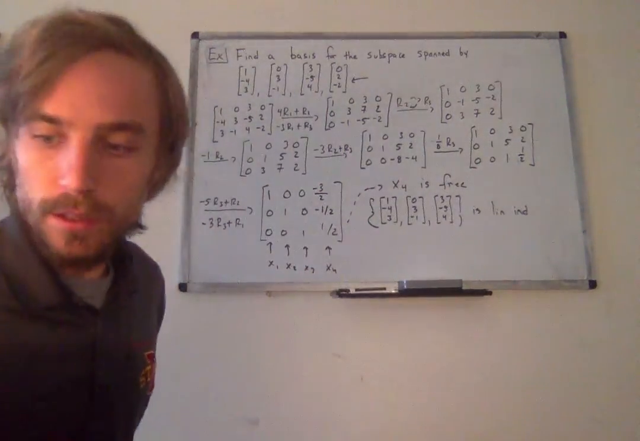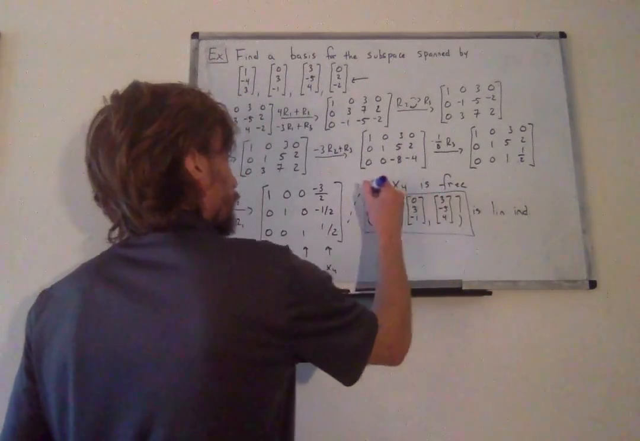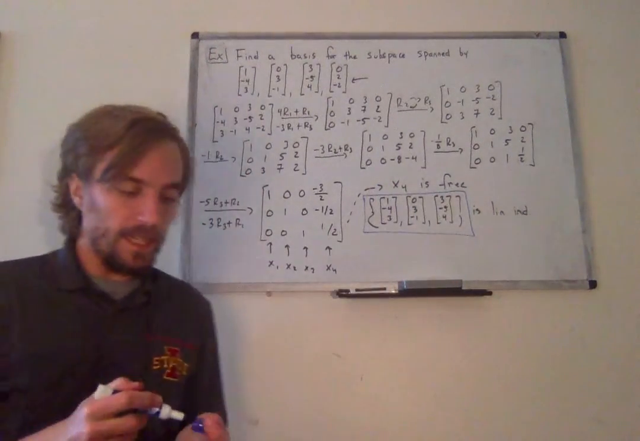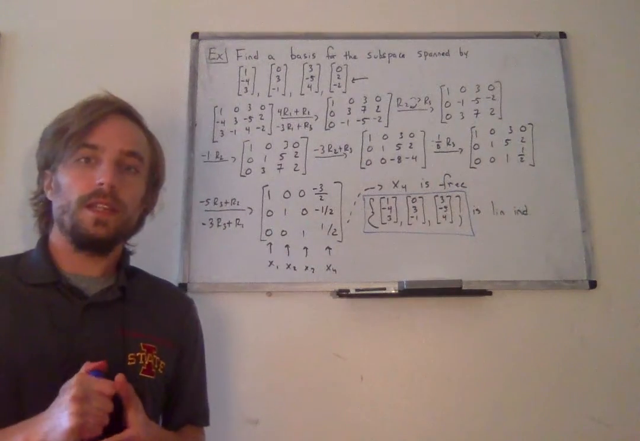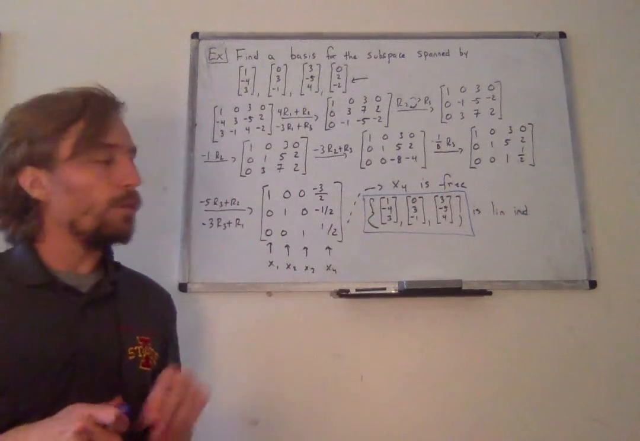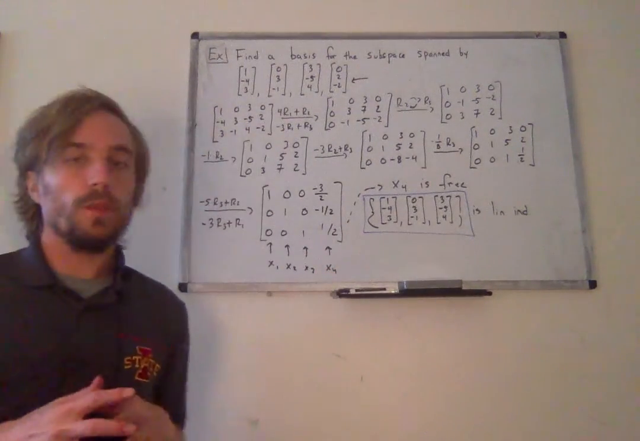And so in fact, we can do this by just row reducing and then taking each vector which corresponds to a pivot entry in the row reduced echelon form matrix. And so this actually gives us a basis for the subspace spanned by these vectors.